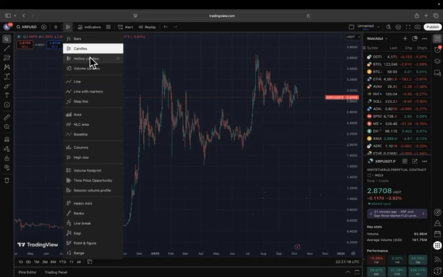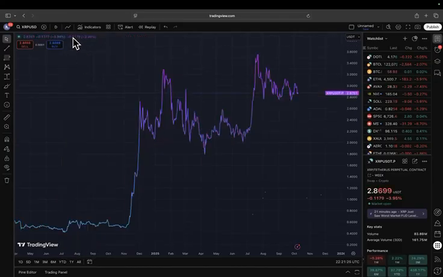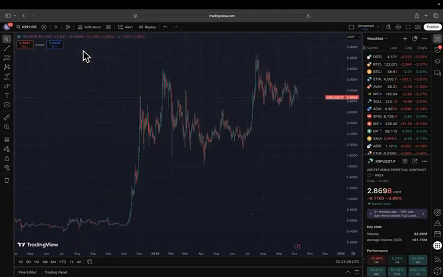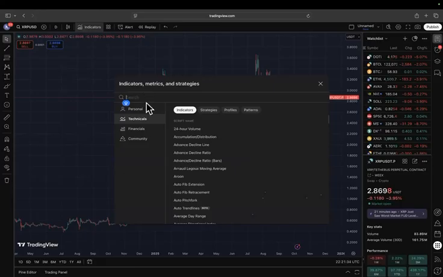Unless you know this type of stuff, unless you know how to use these things, don't click on it. If you ever mistakenly click on any of these, just change back and put your candles and it will give you the normal candles. And these ones are indicators. Here, there are some free ones and there are some paid indicators.